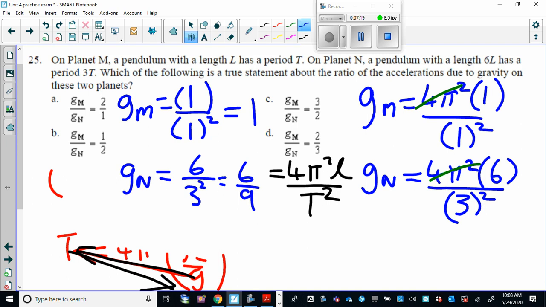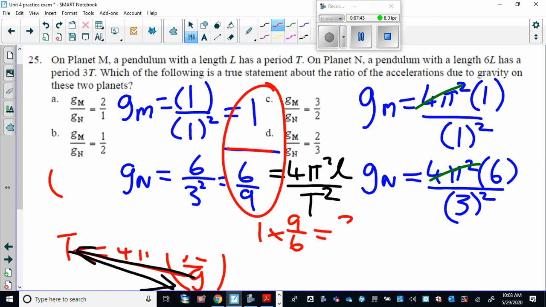All right, and then I've got to simplify it into one of these. And we want m on the top and n on the bottom. So actually, we've got it right there, don't we? Right there, right there. 1 over 6 over 9, which is going to reduce or simplify to 1 times 9 over 6, which equals 3 over 2. Great question.